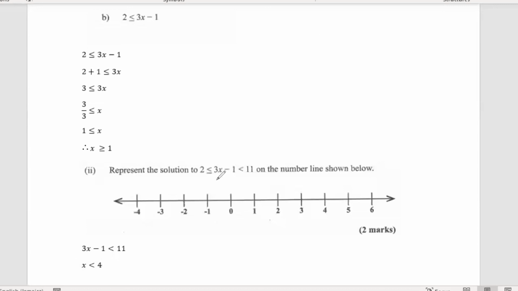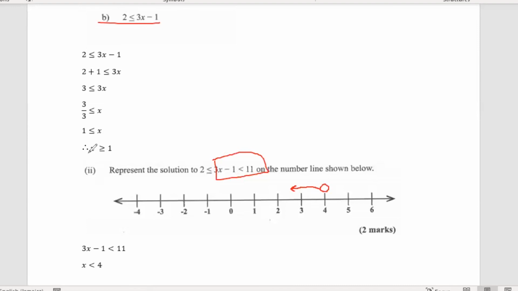So this part right here, 3x minus 1 is less than 11. When we worked it out up top, we got x is less than 4. Remember, when there's no equal to sign, when it's not greater than or equal to or less than or equal to, then the circle that goes above the number remains unshaded. And it is saying x is less than 4, which means that our arrow would be going in this direction. The other one was 2 is less than or equal to 3x minus 1, which we just worked out here.